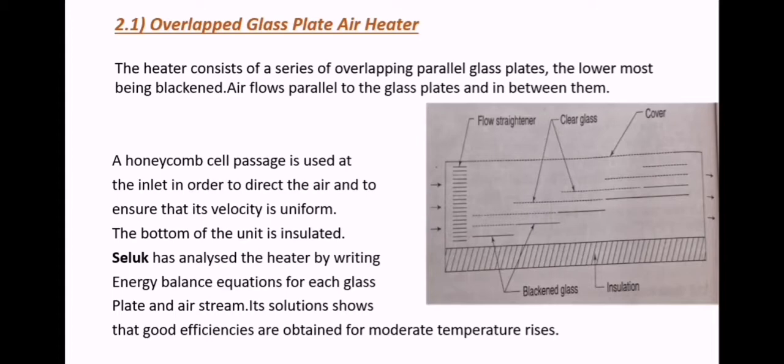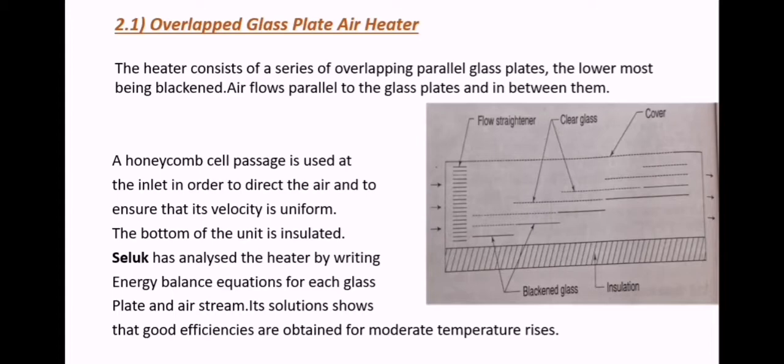Air flows parallel to the glass plates and between them. A honeycomb cell passage is used at the inlet in order to direct the air and to ensure that its velocity is uniform. The bottom of the unit is insulated. Selcook has analyzed the heater by writing the energy balance equations for each glass plate and airstream. Solutions have been obtained by numerical techniques and compared with the experimental data.